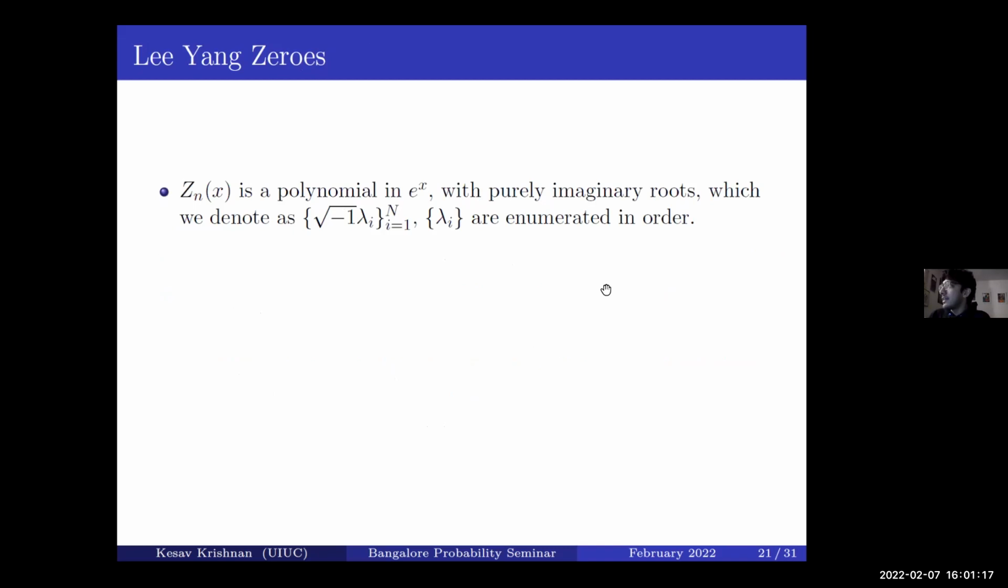So the idea here is going to be to use the zeros of this function that we've described in terms of x. So the partition function is actually a polynomial in e to the x, and it's going to have purely imaginary roots. And the way you can do that is by applying the recursion again and again. The graph on two vertices is going to have a partition function with two imaginary roots.